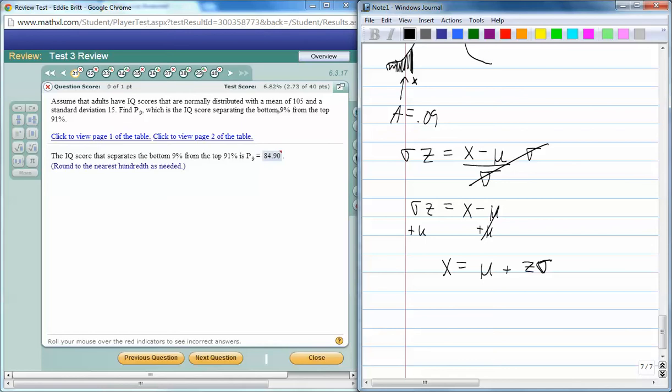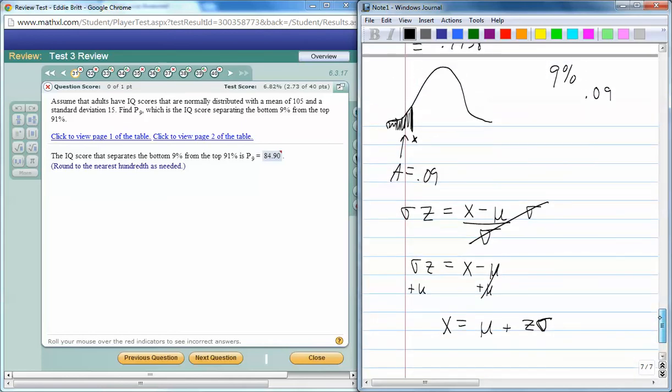And we don't have a z-score. It's not given to us. It doesn't say z equals. In a way, it is given to us, though. If we're looking for the 9th percentile, that means that section is an area of 0.09. So if I look that area, not the z-score, up in the z-score chart, that will correspond to a z-score that I can use in my formula.